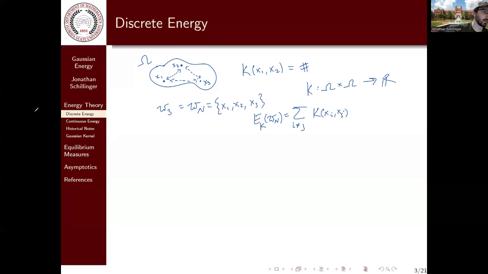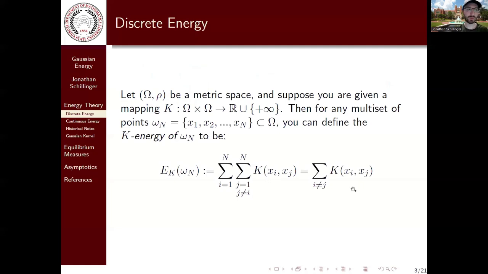So in generality, the discrete energy question starts with some metric space and some interaction kernel K, which maps from the product, and it's going to be real valued. We're going to let it take values of infinity just because our configuration needs to be of separate particles, but those particles don't necessarily need to be at separate points in space. So I will allow, say, x1 to be equal to x2.